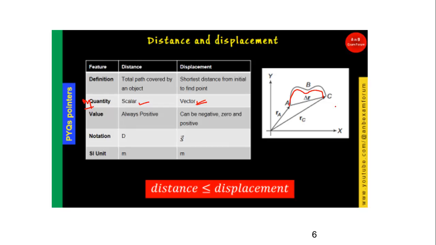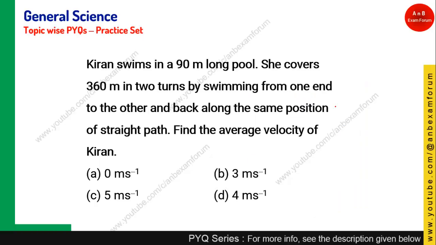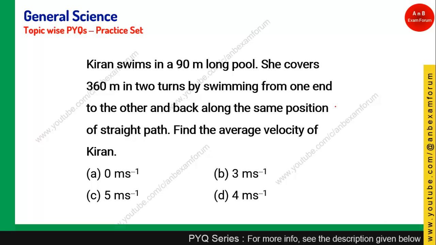Okay, let's see the next question. Kiran swims in a 90-meter long pool. Okay, she covered 360 meters in 2 turns by swimming from one end to another and back along the same straight line. Find the average velocity of Kiran.